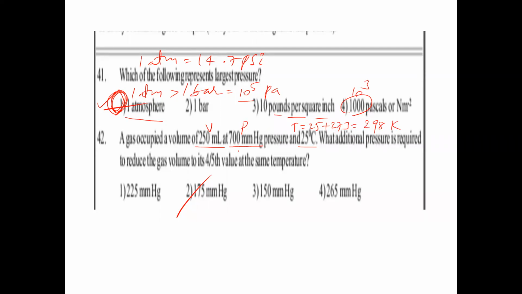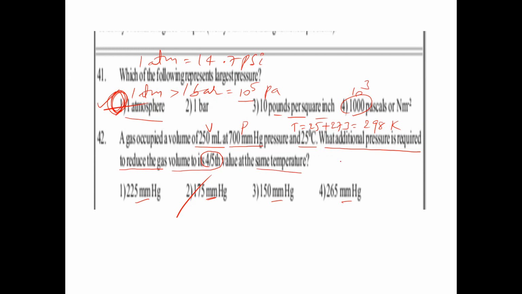Pressure is how much here? 700 mm. 700 mm means 700 by 760 atm you can take. But options are given in millimeter. So pressure, let it be in millimeters of mercury. So volume is given, pressure is given, and temperature is given. What additional pressure is required to reduce the gas to 4 by 5 of its original volume, initial volume, at the same temperature?